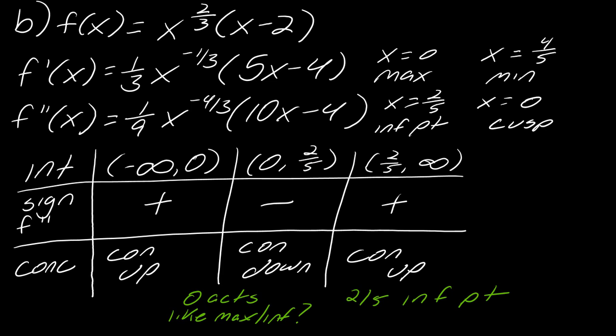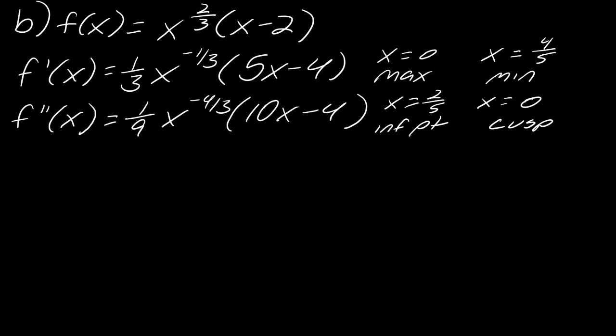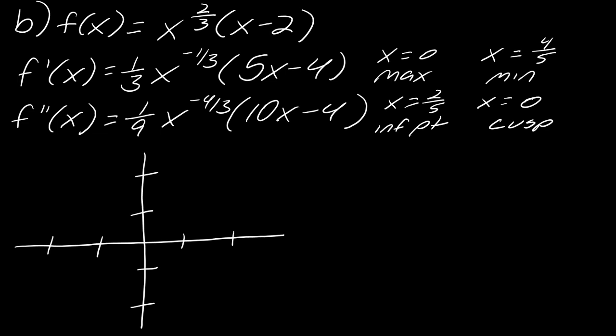So let me clear some space, and let me draw a graph. And now I need to plug all these points in. So if I plug in f of 0, I will get 0. So I'll mark 0, 0 right here.